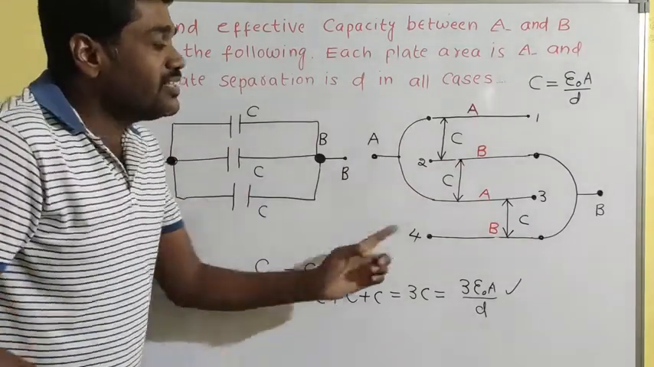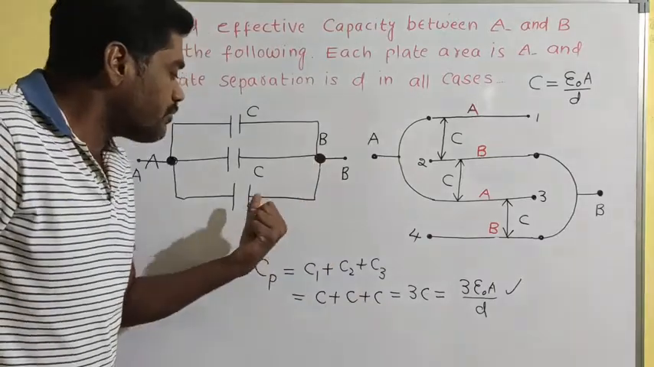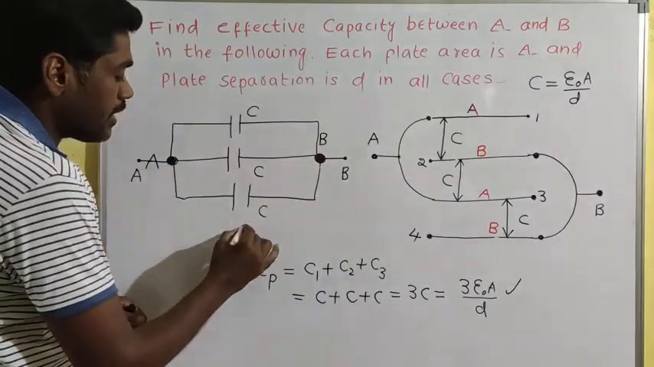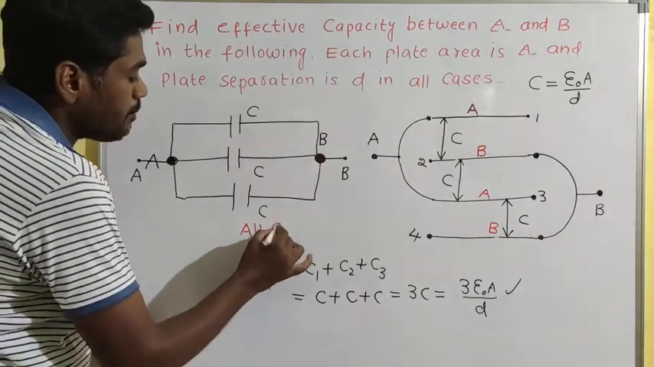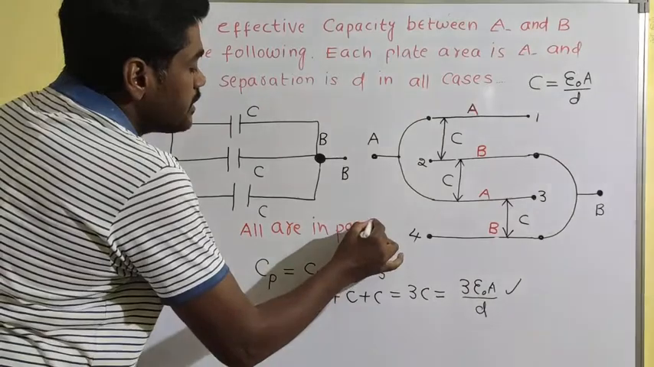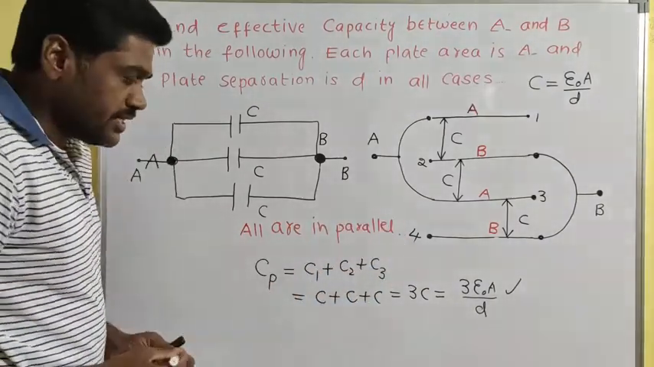Now see this difficult diagram, that difficult diagram is now becoming a very easy diagram. Now the effective capacitors, all are in parallel. Yes, now all are in parallel. That's why what is the formula for parallel capacitance? Cp is equal to C1 plus C2 plus C3, that is equal to what?